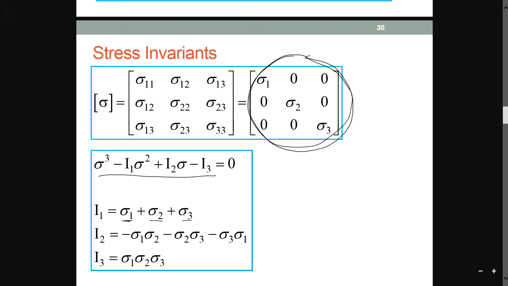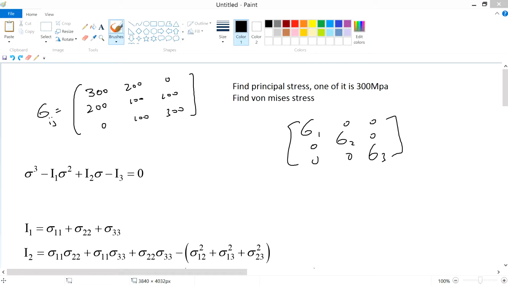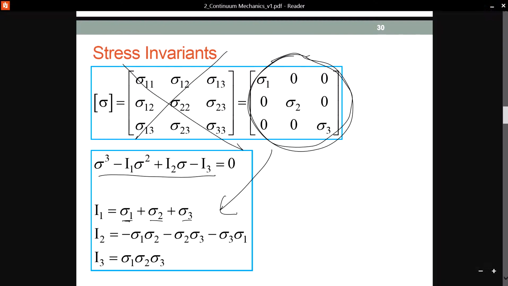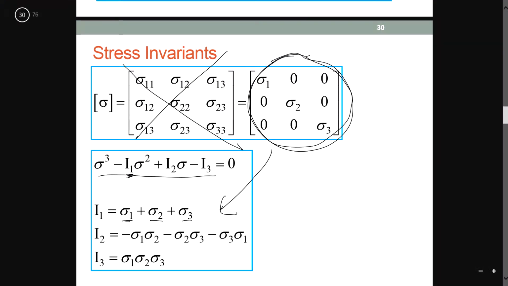So you already know your principal stress, and they ask you to find the invariant. In other words, they will not give you these things. They'll give you some numbers over here and say that these are the principal stresses, and find your invariants. Then you use that formula. Repeat again, you should not use this one, this sigma 1, sigma 2, and sigma 3.